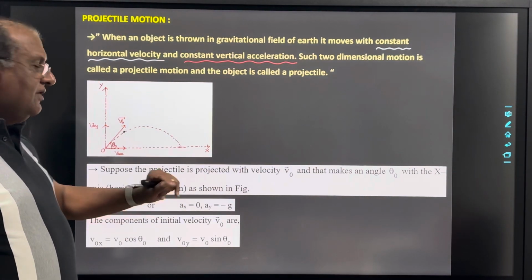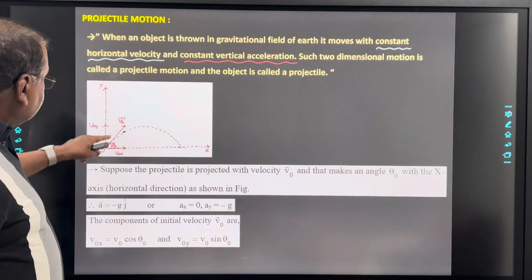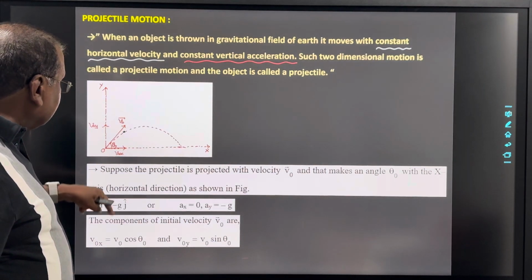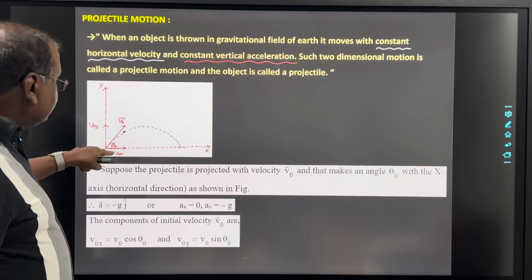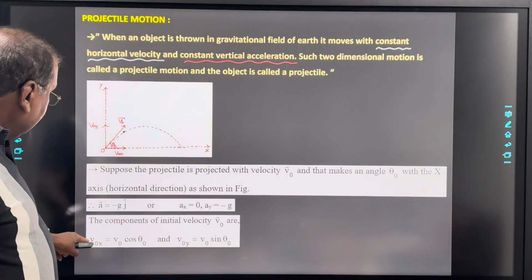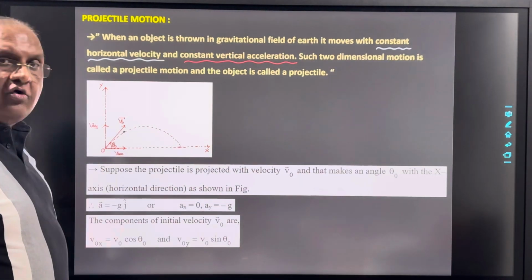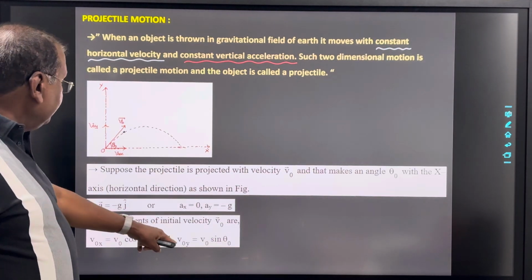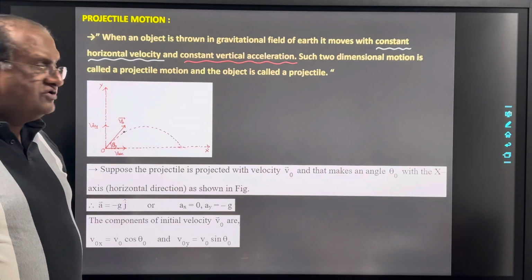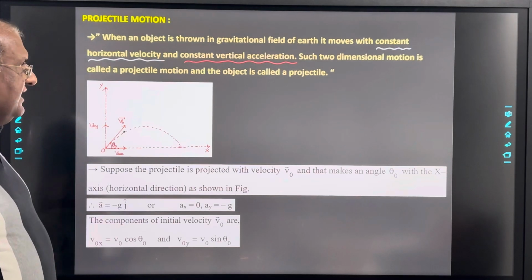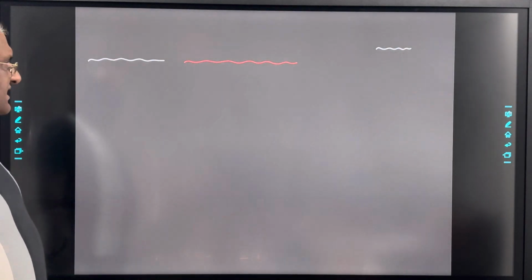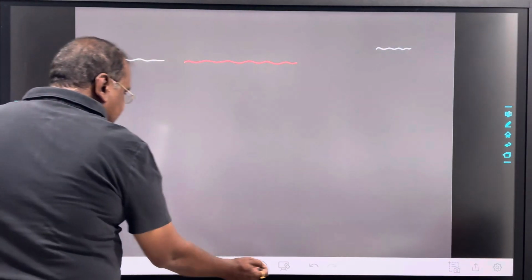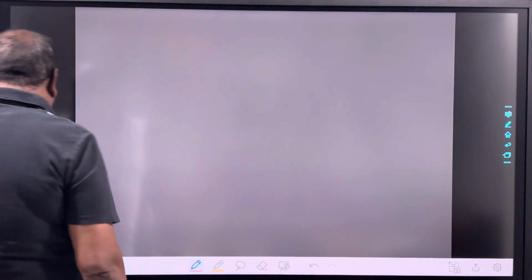Now the components of initial velocity. So initial velocity is v0, angle with x-axis is theta 0. So initial velocity in x direction, that is v0x, is v0 cos theta 0, and in y direction v0y is v0 sin theta 0. Clear? Now let's start different equations.